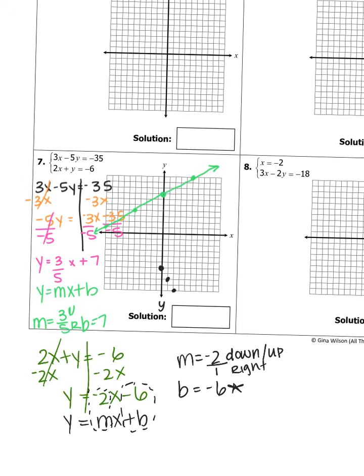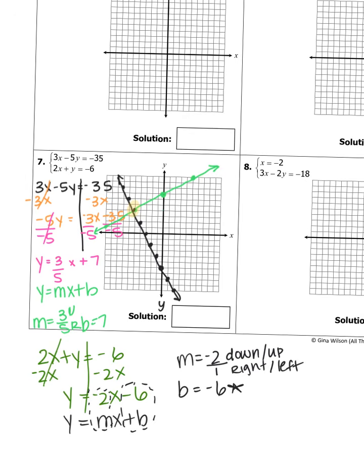Let's also do the opposite. So the opposite would go up 2, left 1. So up 2, left 1. Up 2, left 1. And we'll keep doing that until we see if our lines cross. And looky there, they crossed. Up 2, left 1. All right, so if we connect our dots, our intersection is our solution. So let's figure out where that is.